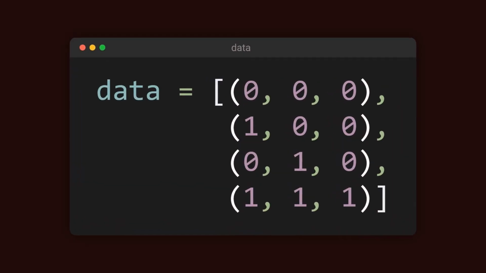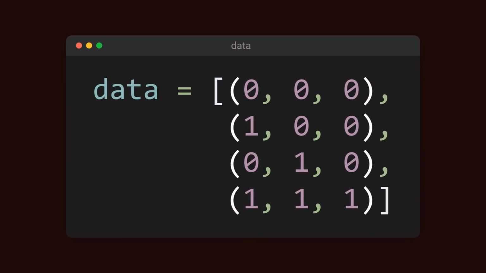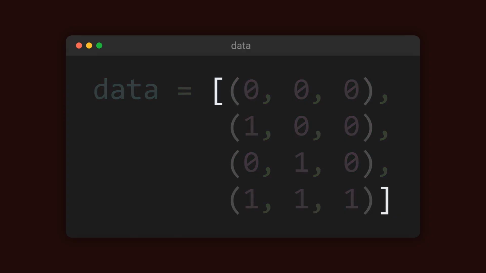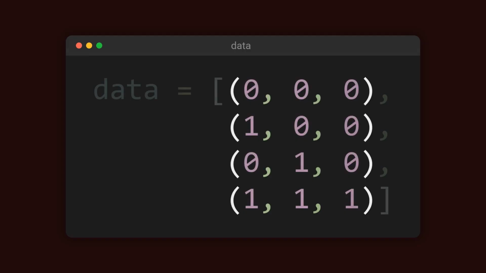Let's start our first code block by defining our data set. We do this simply by writing data equals and then square brackets to create a list, and in that list we will have 4 tuples where each tuple will consist of 3 numbers. The first tuple will be 0, 0, 0, then 1, 0, 0, and 0, 1, 0, and finally 1, 1, 1.